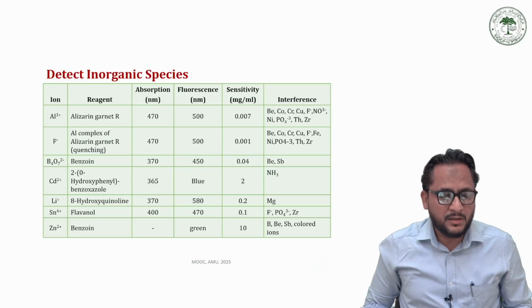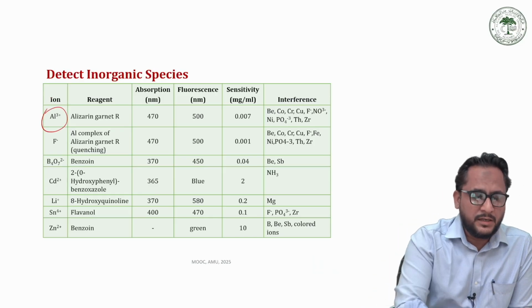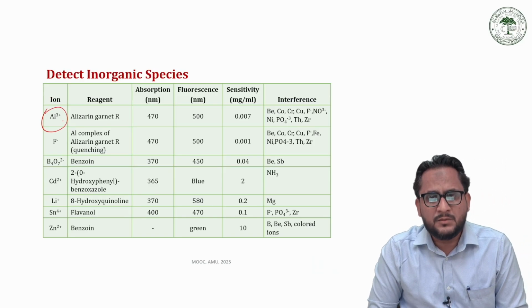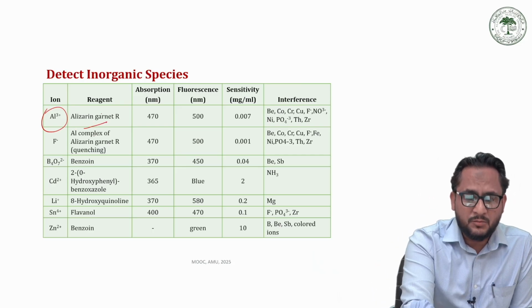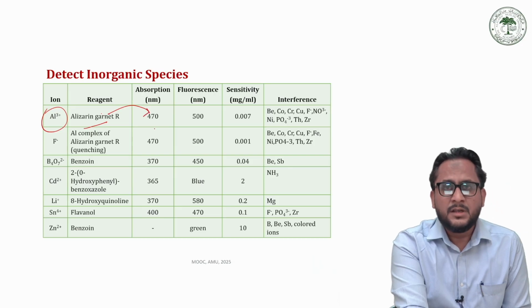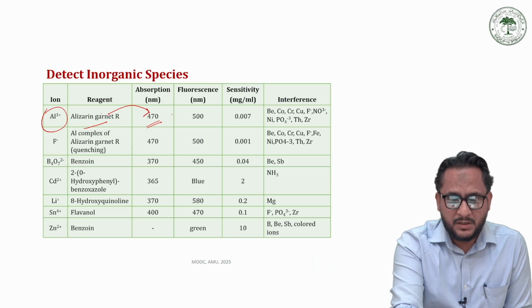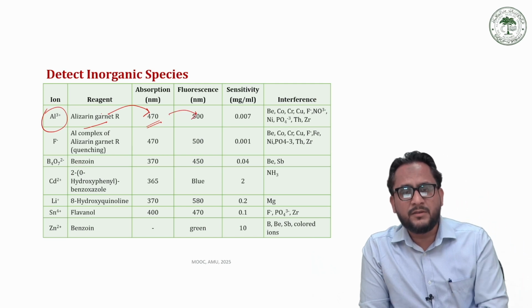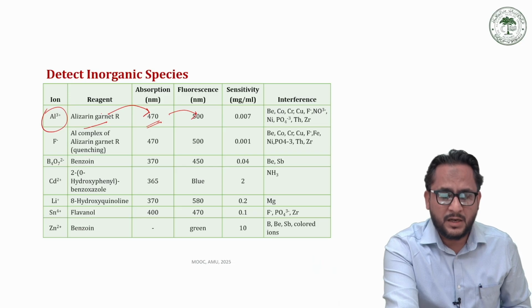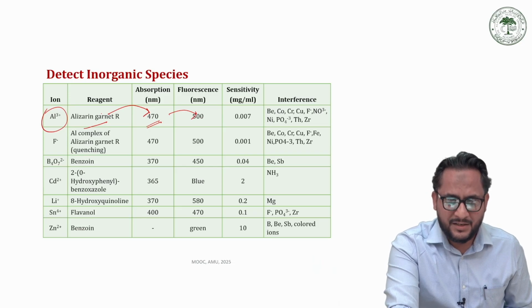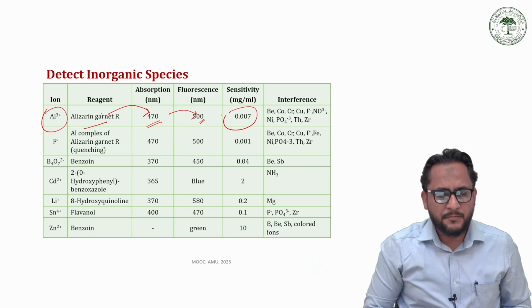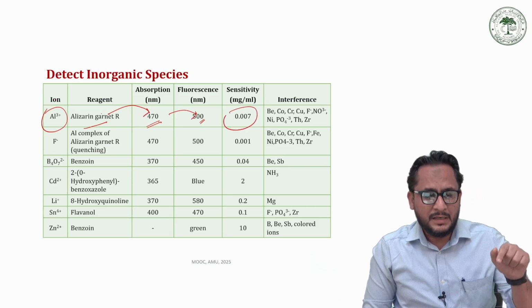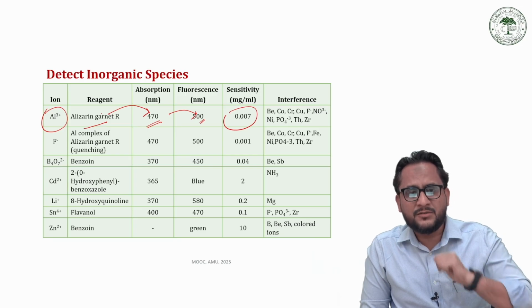Look at these inorganic species. Al plus 3 is a non-fluorescent species. It can be easily detected by alizarin garnet R because it is a fluorescent molecule. When it is irradiated with UV-visible light, it absorbs light radiation at 470 nanometer in the visible region, but it emits light at 500, at an even longer wavelength. Means here we have lower wavelength and high energy, but when it emits, it emits light radiation of longer wavelength and lower energy. The sensitivity is also good. So in this way we can identify Al plus 3 because it reacts with alizarin.